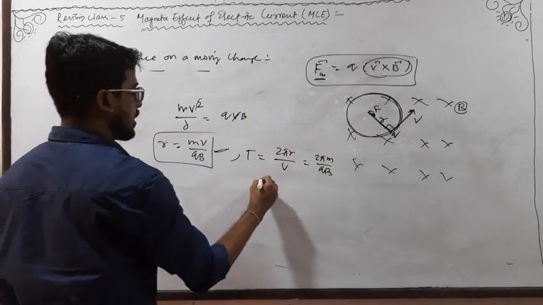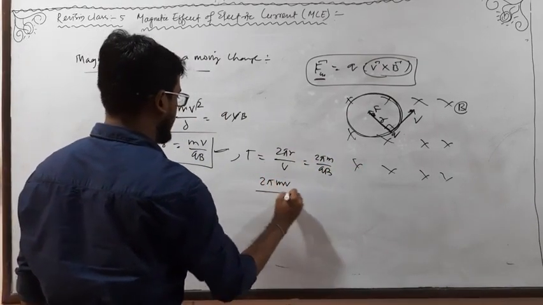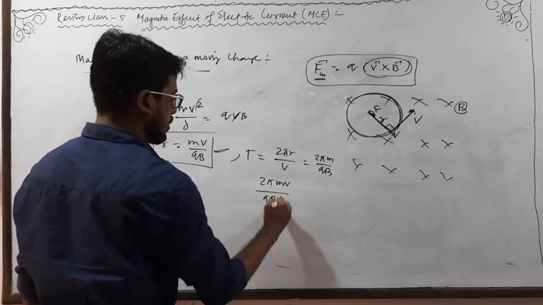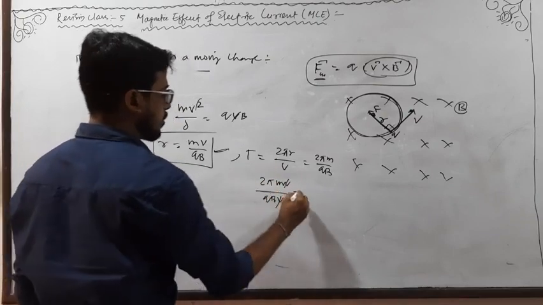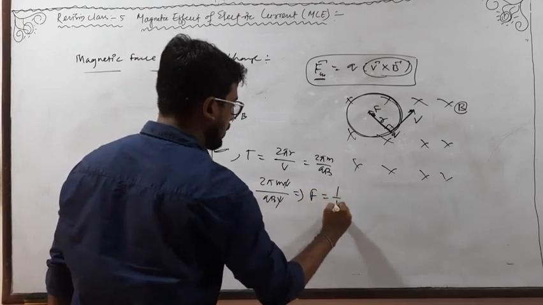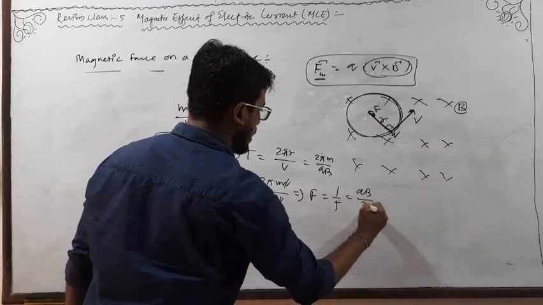Or in place of r we can write 2 pi into mv divided by qB into v. So v will get cancelled, it will be 2 pi m by qB. So from this we will get the frequency, which will be 1 by T, equal to qB by 2 pi m.